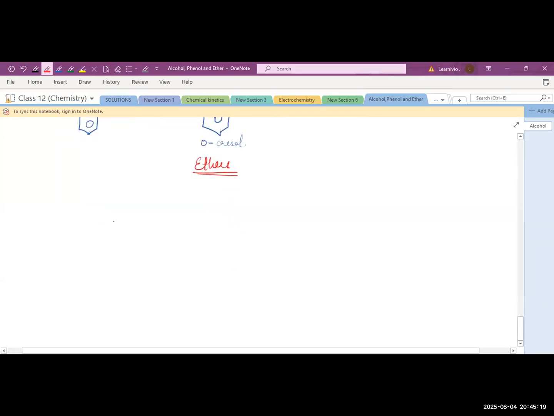Okay, now see ethers. So basically, there are two types of ethers. First one is your simple ethers. Simple means the symmetrical ones. Symmetrical ethers. Second one is your mixed, mixed or unsymmetrical आप कह सकते हो. Unsymmetrical type of ethers.